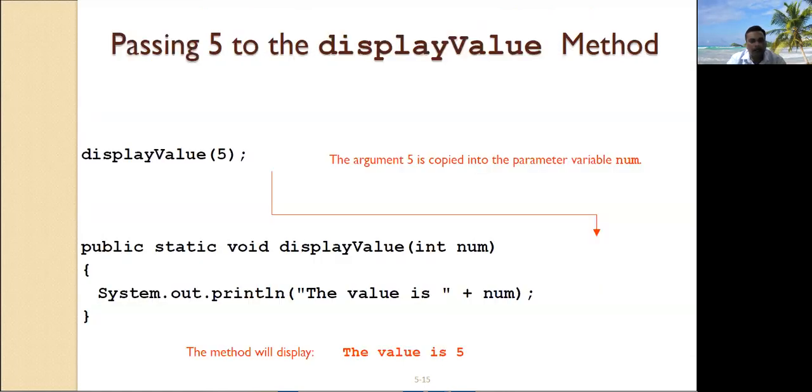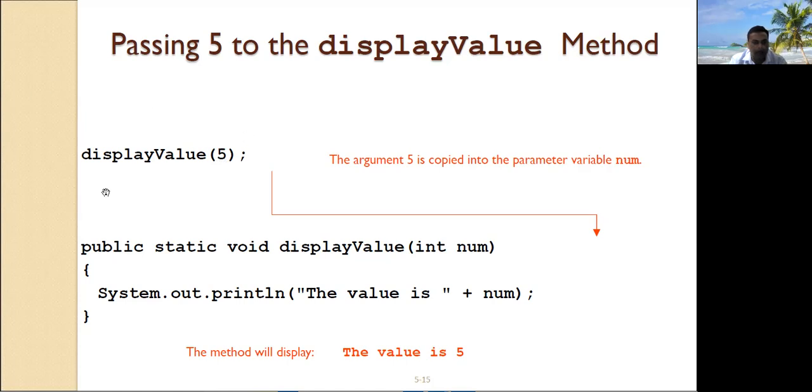The next one: here a display method is specified having a parameter of type integer, and there is only one parameter in the parameter list of the method, so when we call the display value method, at that time we have to pass only one value of type integer.